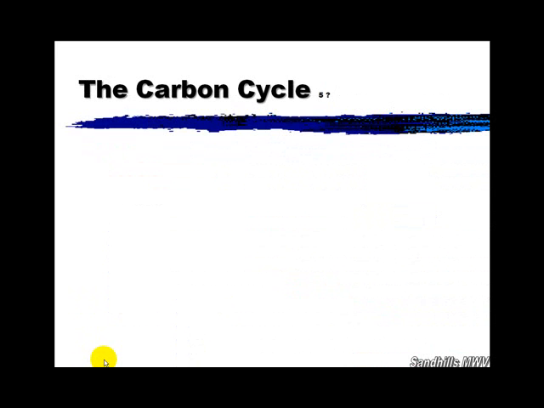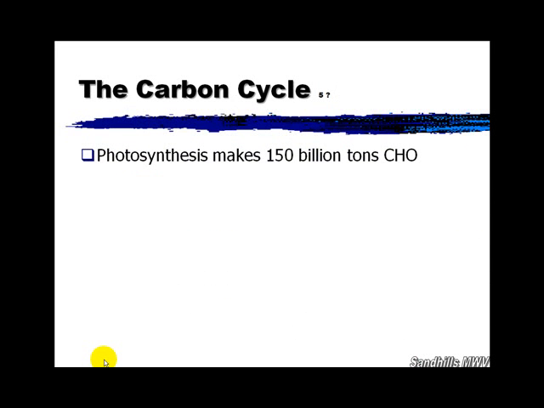So the carbon cycle is very important, and microorganisms are a very important component of the carbon cycle. Photosynthesis makes 150 billion tons of carbohydrates. That CHO is my shorthand for carbohydrates. So plants are the primary producers in the system. They're taking CO2 from the air, making sugar. Lots and lots of it.